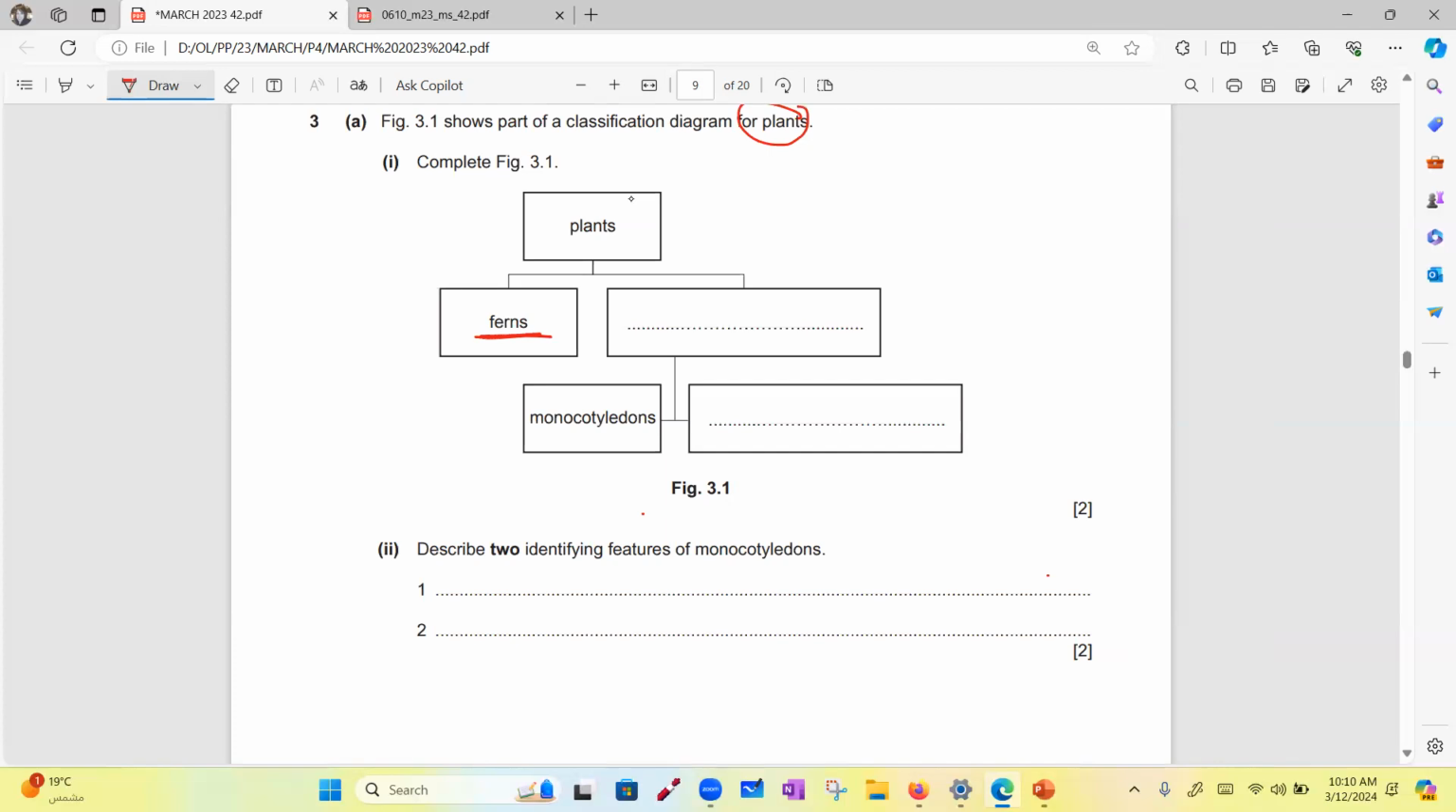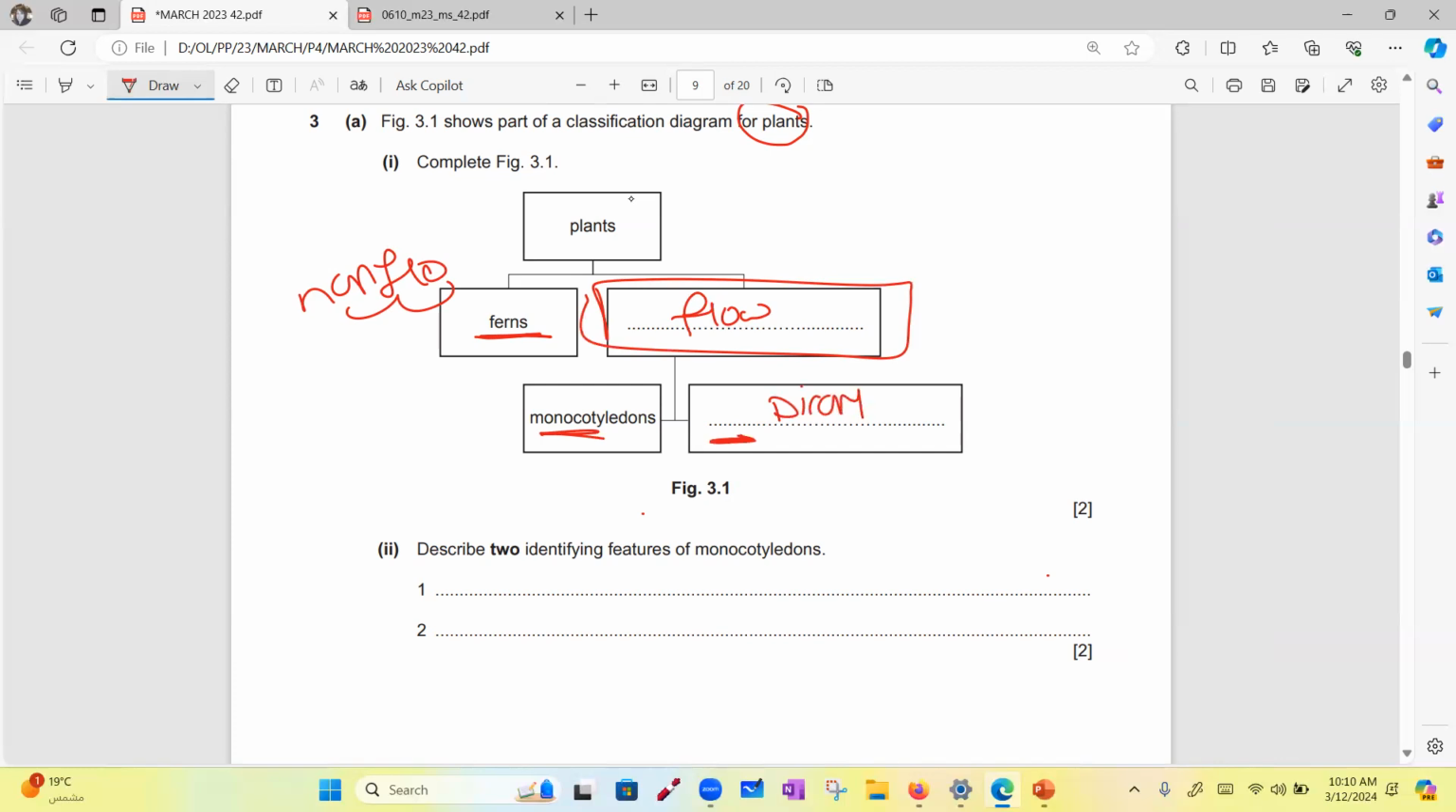We took it at the very beginning of the year, and if you decided to ignore these lessons and you stepped into this exam, you will not be able to solve this question. Okay? So the ferns are the non-flowering plants. So what will be the answer here? Flowering. Very good. And the flowering plants are divided into the monocot and the dicot. Excellent.